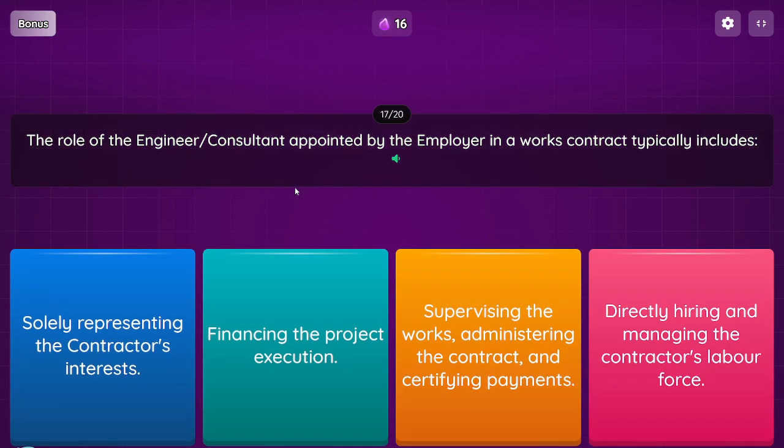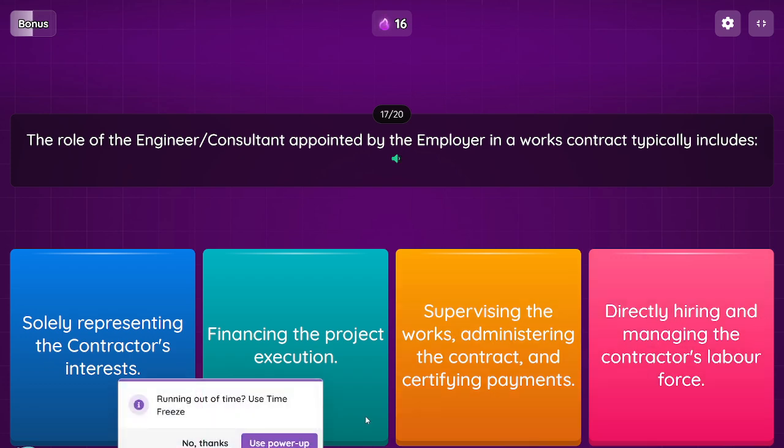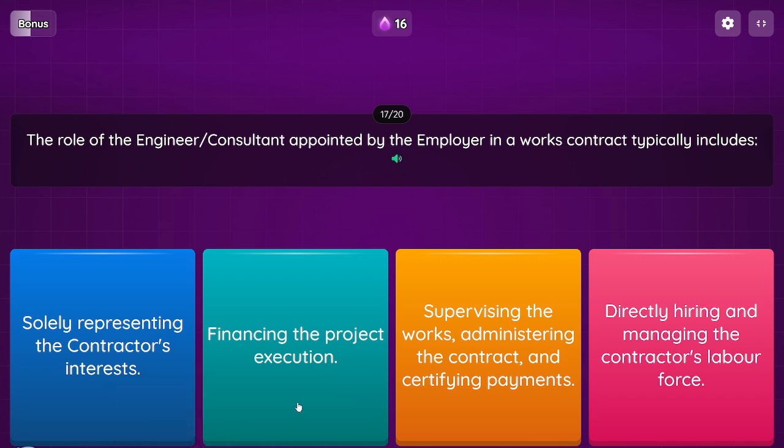Question: the role of the engineer/consultant appointed by the employer in a works contract typically includes. Option 1, solely representing the contractor's interests. Option 2, financing the project execution. Option 3, supervising the works, administering the contract, and certifying payments. Option 4, directly hiring and managing the contractor's labor force.